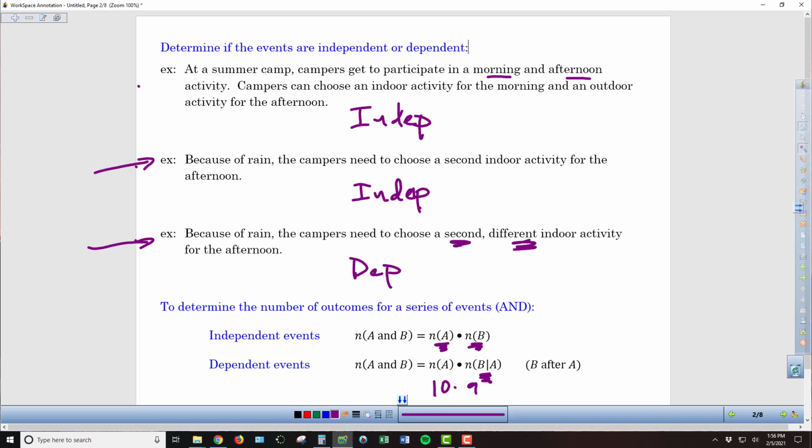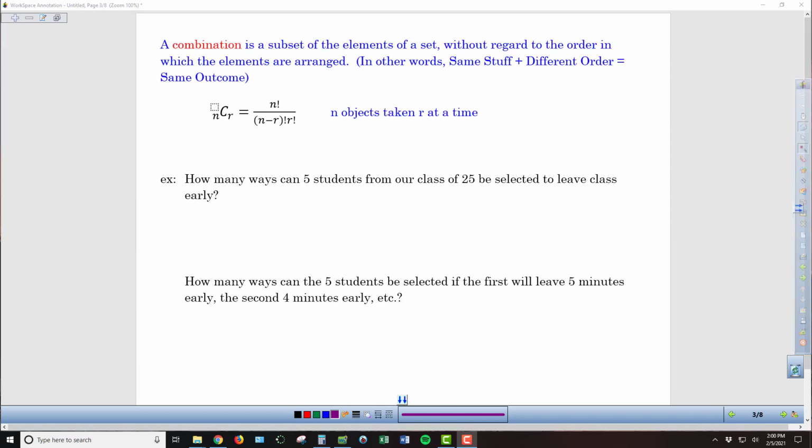Versus in this scenario here, if we had 10 indoor activities available to us, we still have the full complement of 10. So in both cases, we're still multiplying the number of possibilities at each stage of the process. It's just in the second stage of a dependent scenario, we end up with a different number as a result of that dependent condition. For some counting scenarios, we have some larger population, and then we're selecting some smaller subset of that population. And so we would like to have a shortcut as to how we calculate what the total number of ways we could pick that subset is.